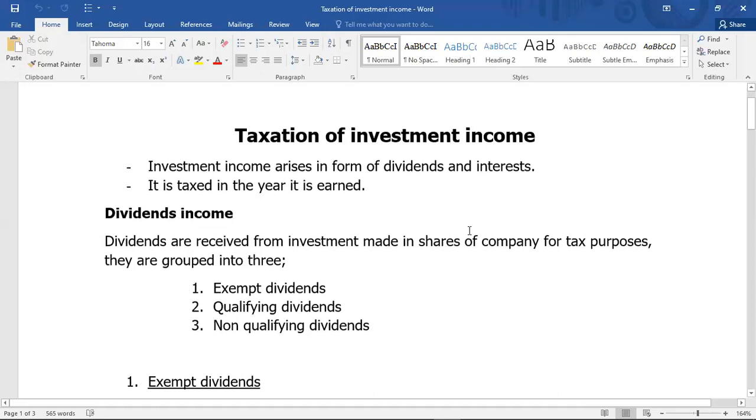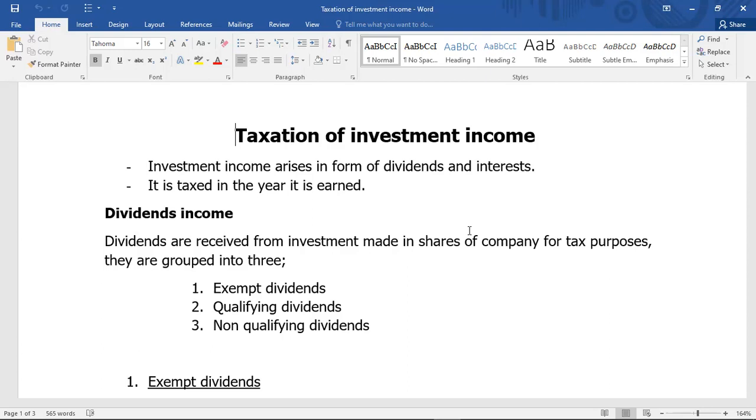When you look at the taxation of investment income, we are saying investment income arises in form of dividends and interest. This is the aspect in which you find the majority of investors analyzing the audited financial statements so they can see how the organizations are making profits. Nobody likes to invest in organizations which are making losses. In this case, we take a risk and purchase some shares, maybe the preference shares. Once I buy the shares, I am going to be looking at getting dividends and interest respectively.